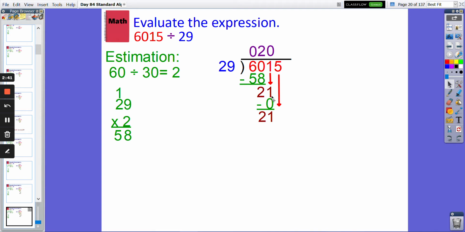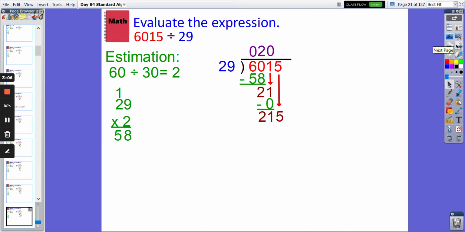So 29 can't go into 21, so we have to put our 0. 0 times 29 is 0. I know we end up with the same thing, but now it's okay to bring down. The important part is that we make sure we have our 0 here, which is why we follow all of these steps again. So 0 times 29 is 0, 21 minus 0 is 21. Now we can bring down the 5. And now we have 215.